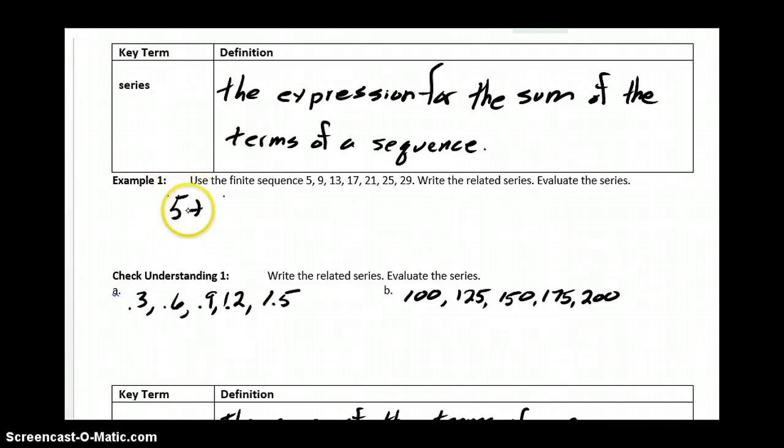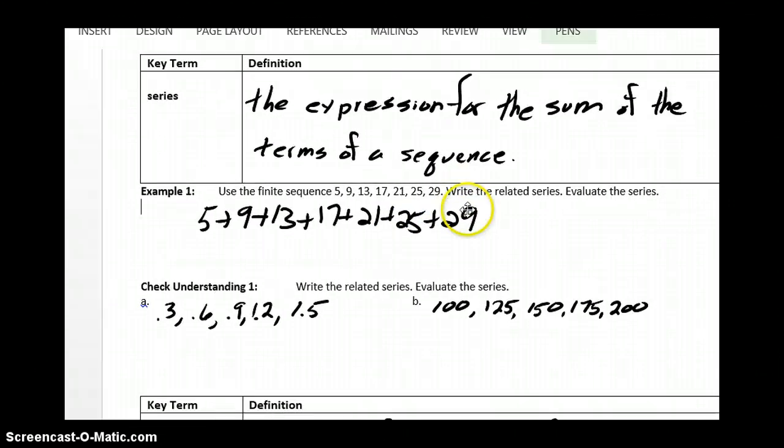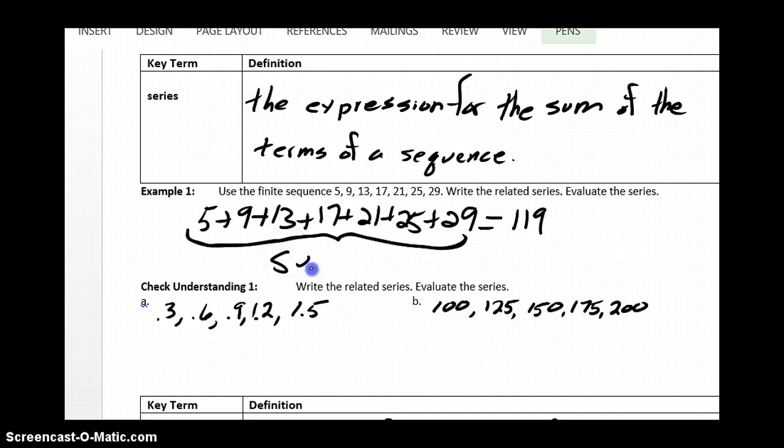5 plus 9 plus 13 plus 17 plus 21 plus 25 plus 29. Summing those up, we end up with 119. This whole summation is what we call a series. So check understanding, write the related series, and evaluate the series, and then we'll check back with you in a moment.